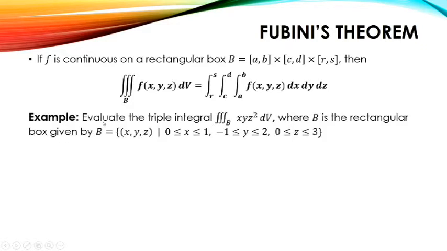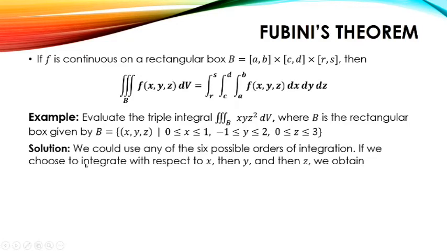For example, evaluate the triple integral of xyz squared dV, where B is the rectangular box given by this definition. It is the ordered triple where x is from 0 to 1, y is from negative 1 to 2, and z is from 0 to 3. As a solution, we could use any of the 6 possible orders of integration. If we choose to integrate with respect to x, then y, and then z, we obtain this iteration.